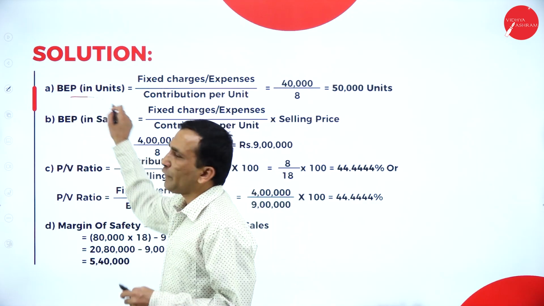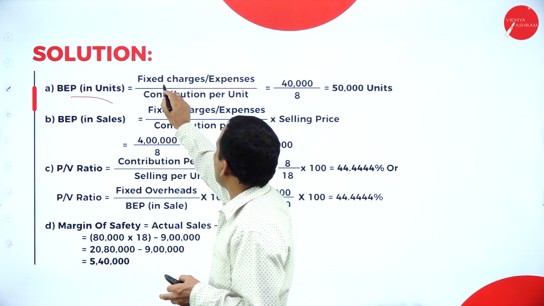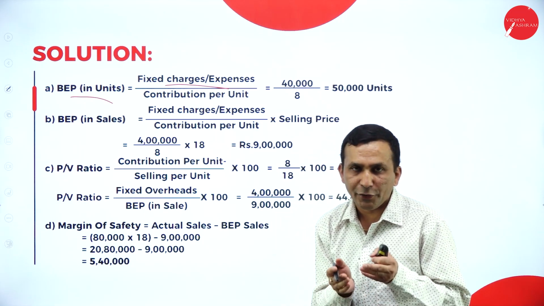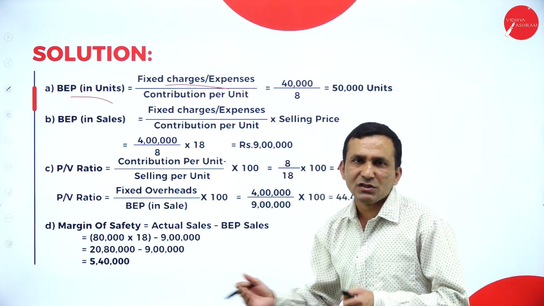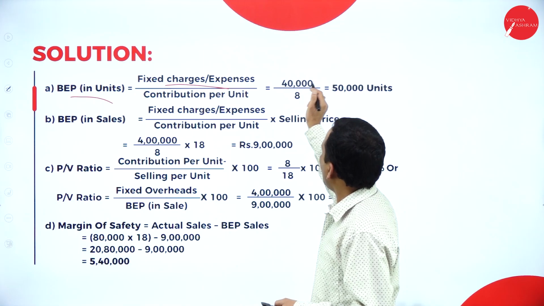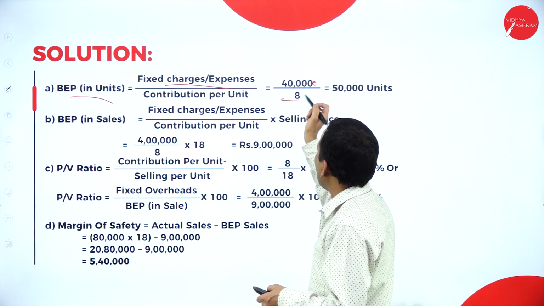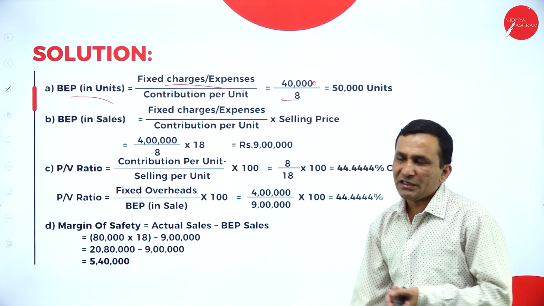So the first one, to find out the break-even units, the fixed expense divided by contribution per unit. So contribution per unit, just now we got 8. Okay, so 4 lakh divided by 8. So 50,000 units we are getting.